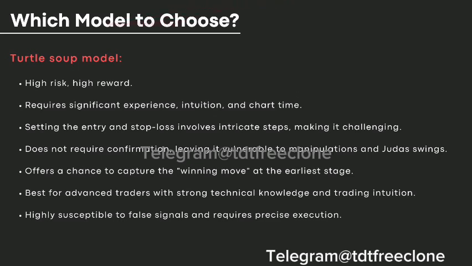So right here you can see that the first point we've got is high risk, high reward. We know that the turtle soup model is all about precision and accuracy. And with this model, you are stepping into the market at the earliest possible stage of a reversal, right when the market purges liquidity and starts moving in the opposite direction. And because you are catching the move so early, the reward potential is huge, but so is the risk potential.